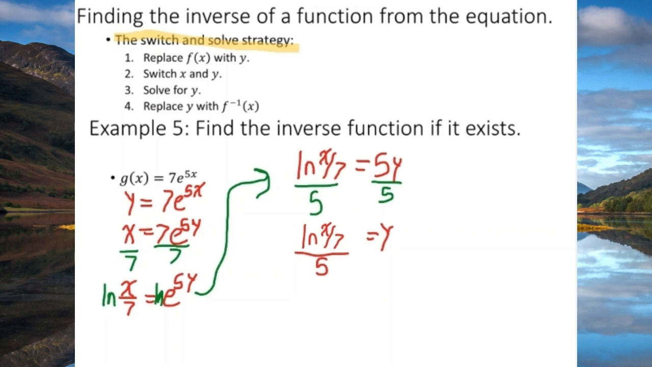Step 4, we'll rewrite our equation with the function notation. Since our function was originally called g, we're going to call our new function g inverse. So g inverse of x equals the natural log of x over 7 all over 5.